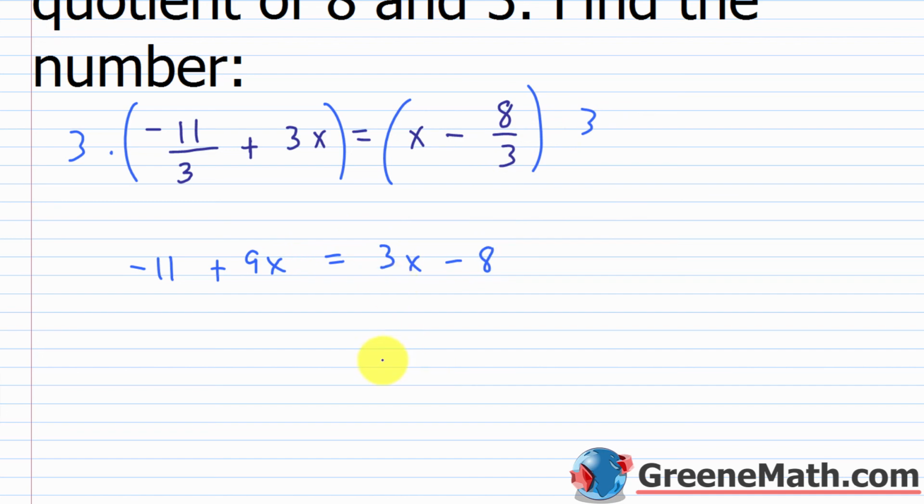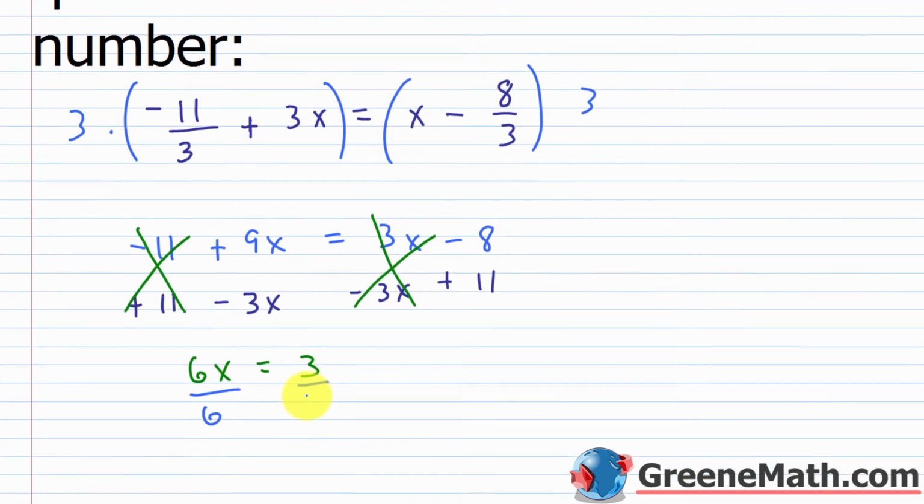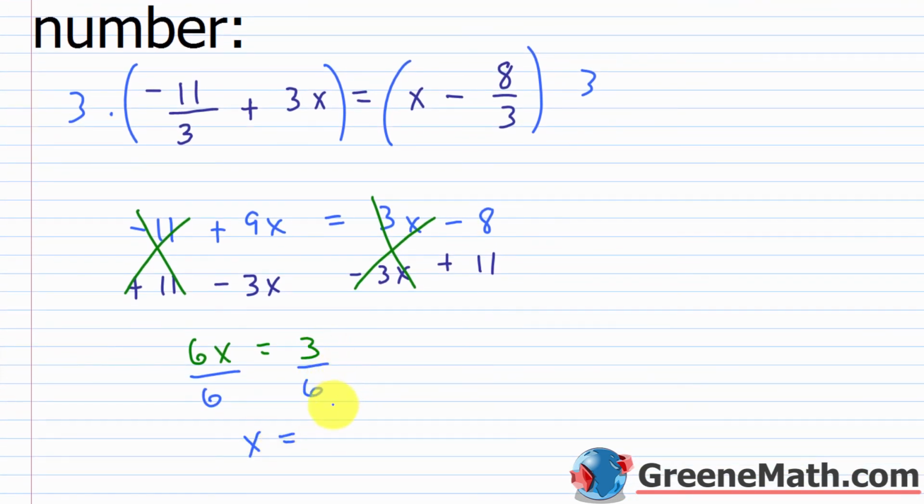Again, I want all my variable terms on one side, all my numbers on the other. So I'm going to add 11 to both sides of the equation, and I'm going to subtract 3x from both sides of the equation. And so this is going to cancel, and this is going to cancel. 9x minus 3x is 6x. Negative 8 plus 11 is 3. If we divide both sides of the equation by 6, we get that x is equal to 3 over 6, which is basically 1/2, or you could say 0.5. So the number is 1/2.